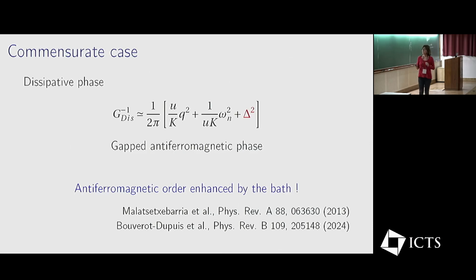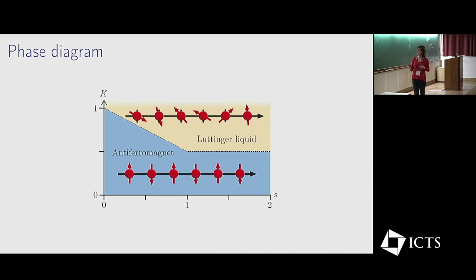I don't have much time, but okay, I think I can get it. So what happens if you are commensurate is that you still have a BKT transition, but towards a spin density wave which is commensurate, and where, of course, there is a gap. So it is a different phase of matter with respect to what I had before. And this is the phase diagram.